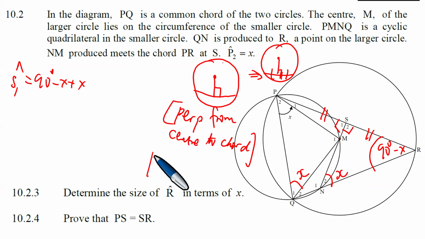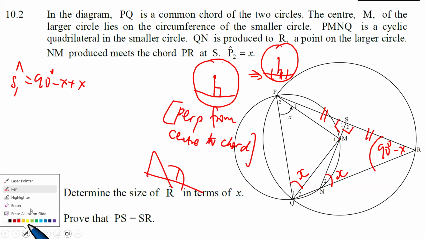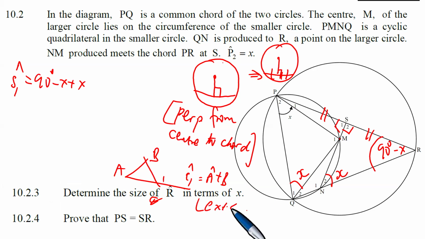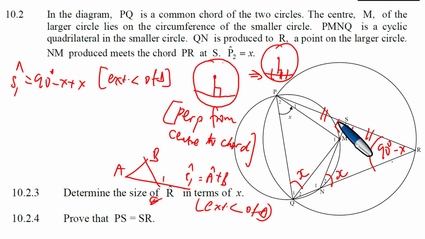From grade 10, we know that the exterior angle is equal to the sum of the interior opposite angles. In triangle ABC, the angle C1 is angle A plus angle B, the exterior angle of the triangle. So this angle S1 is equal to X plus 90 degrees minus X. X minus X is zero, meaning S1 is 90 degrees. So you have proven that S1 is 90 degrees.